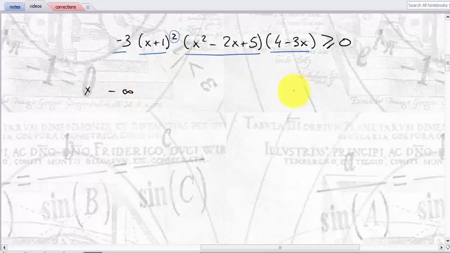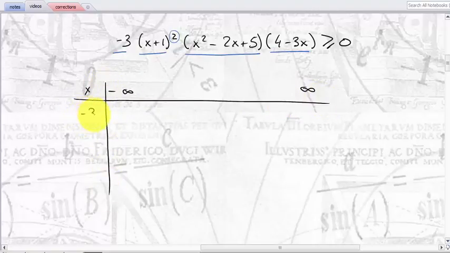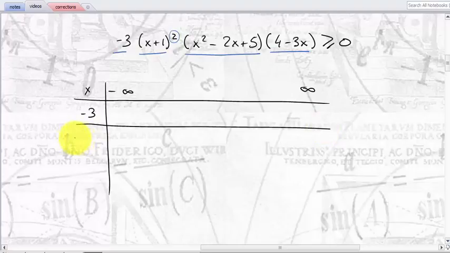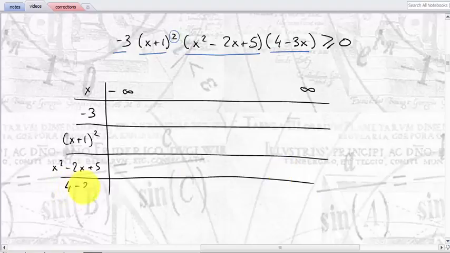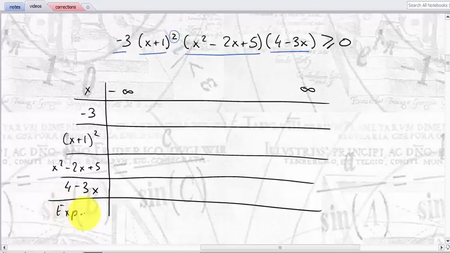x goes from negative infinity to positive infinity. And then I should write negative 3. That's one factor. Then x plus 1 squared. Then x squared minus 2x plus 5, and finally 4 minus 3x, right? And then at the end we would have the expression. So I don't want to write it, I'll write expression. Okay, negative 3, this is not something I can just leave out because it's always negative. It's never going to change sign. It's not going to switch from negative to positive. It's always negative, and so we have a line of negative signs.